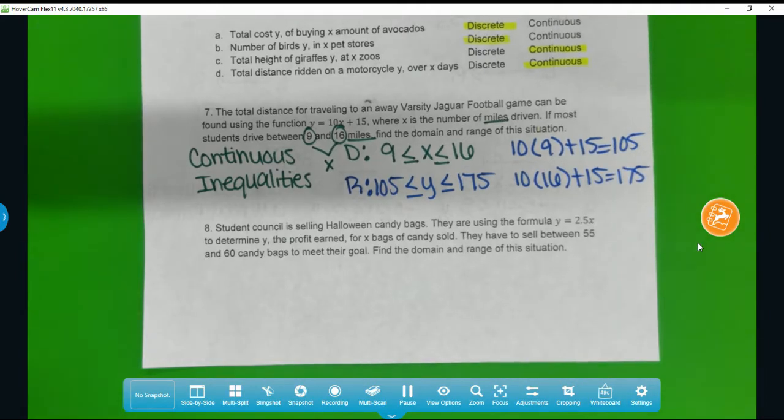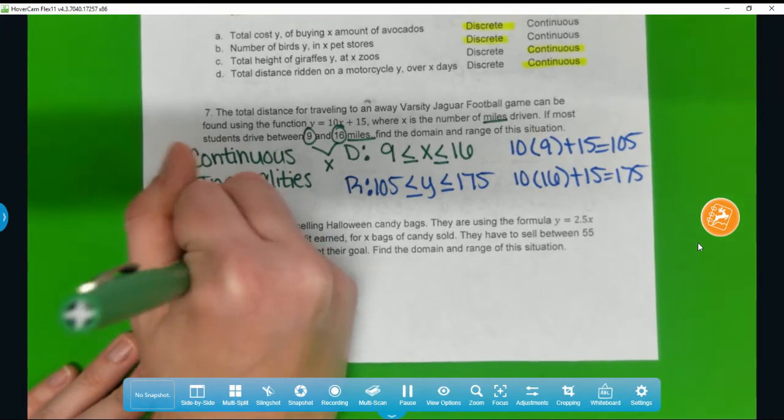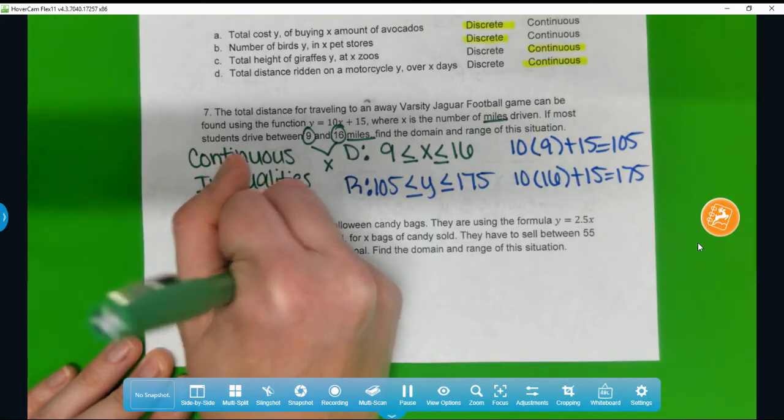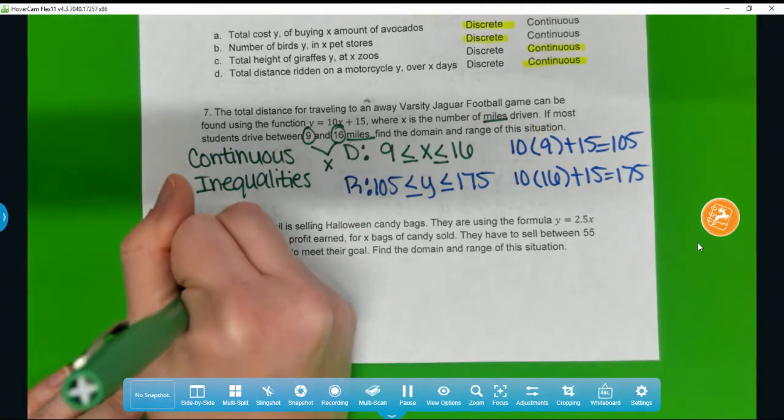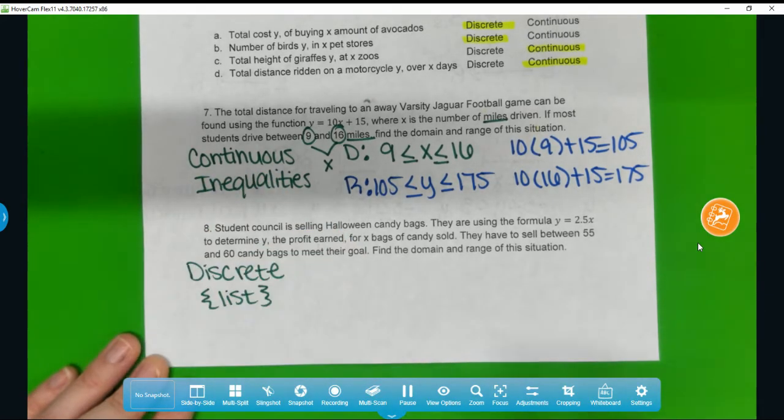Okay. Student Council is selling Halloween candy bags. They are using the formula y equals 2.5x to determine y, the profit earned for x bags of candy sold. They have to sell between 55 and 60 candy bags to meet their goal. Find the domain and range. So this situation is discrete because we are counting the number of bags of candy we sell. So it's going to be our brackets with the list of numbers inside.